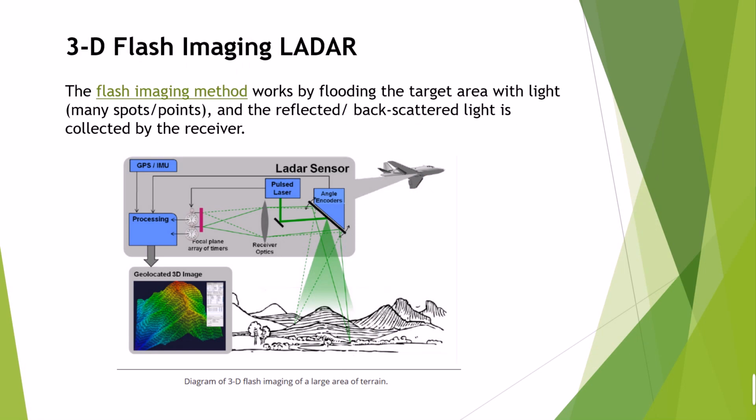The flash imaging method works by flooding the target area with light, and the reflected or backscattered light is collected by the receiver. The received signal is projected into a 2D array. Next, the 2D map must be calculated into a 3D map. Now, a very similar process to the scanning 3D radar system occurs. To calculate the topographical map, factors such as location and orientation of the sensor must be known. Finally, a 3D map is born out of each calculated range.